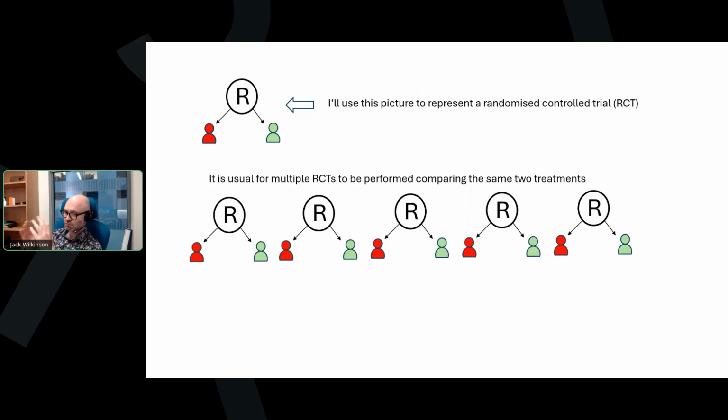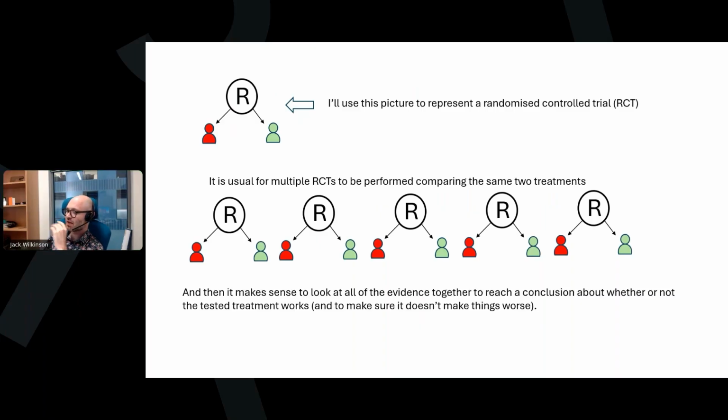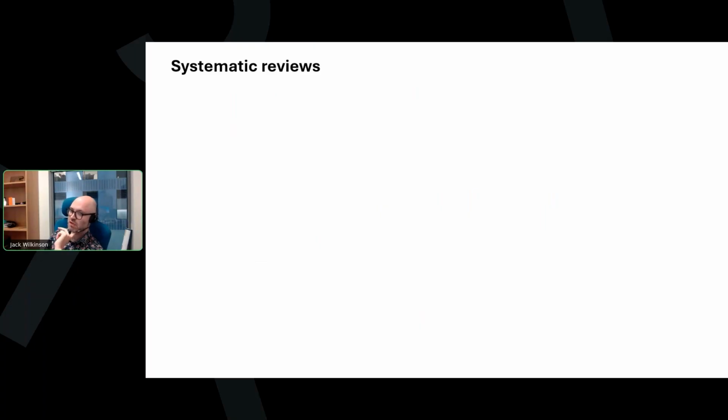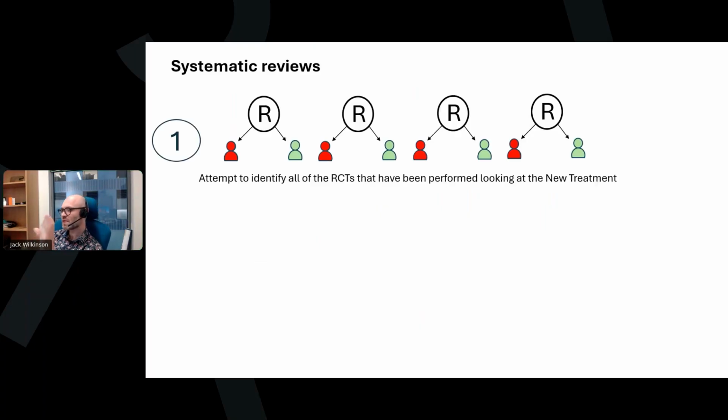Now, normally, what happens is that multiple RCTs are conducted comparing the same two treatments, okay? So I've got multiple RCTs here. And if people have done multiple RCTs, then it makes sense to consider the evidence holistically, right? It makes sense to look at all of the evidence together. We'll use that to make a conclusion about whether the treatment is safe and effective. And we do that using something called a systematic review, okay? So what happens in a systematic review? Well, first of all, we attempt to identify all of the trials that have been done, looking at the treatment that we're interested in, all right?